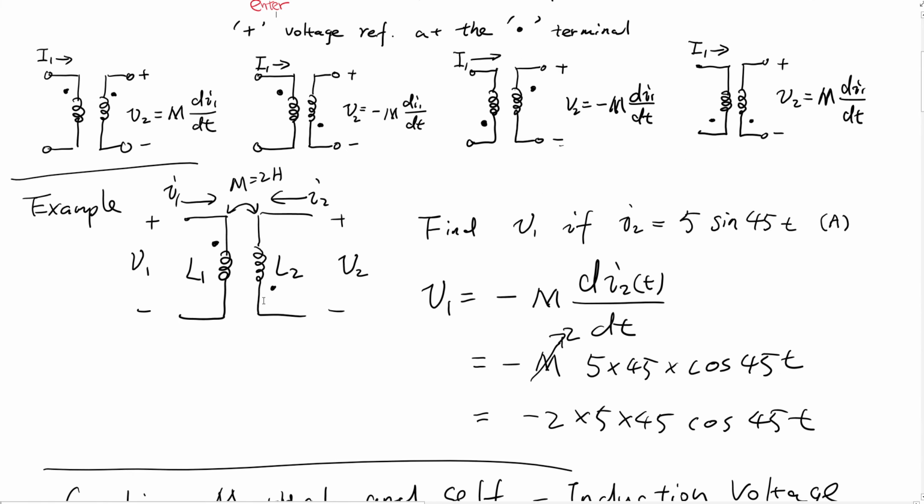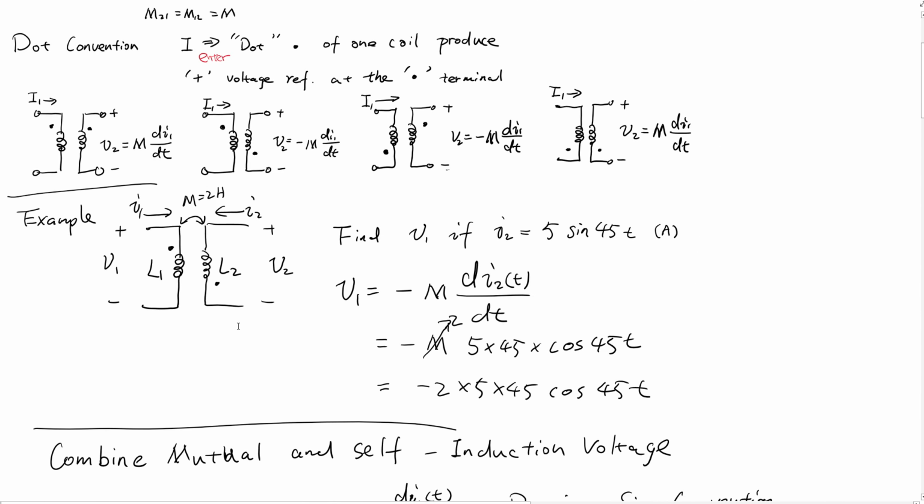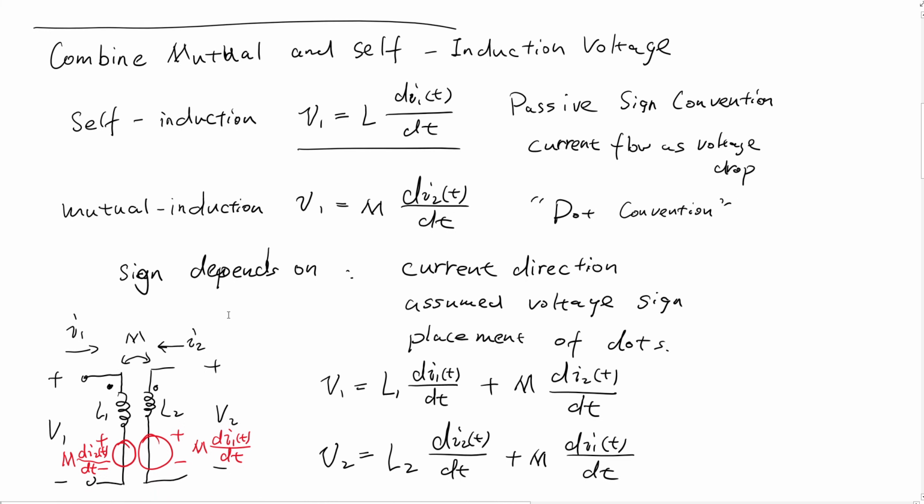When we analyze those circuits, you have to handle the self-induction voltage and the mutual induction voltage separately. Self-induction voltage, as I mentioned, is caused by I1 flowing through L1, inductor number 1. You can think of inductor number 1 as an impedance. You can think of this as ZL1.